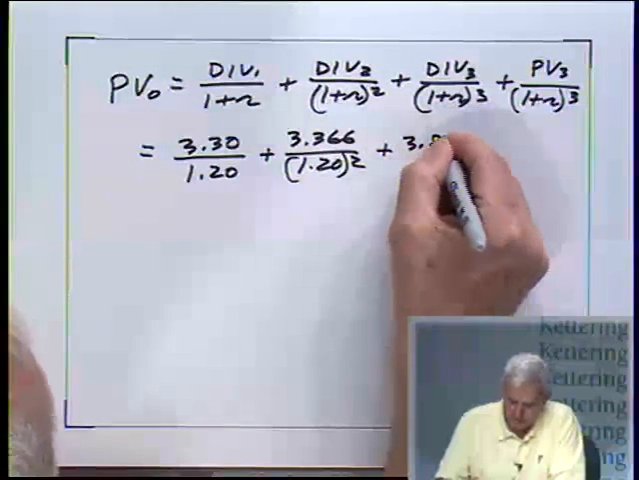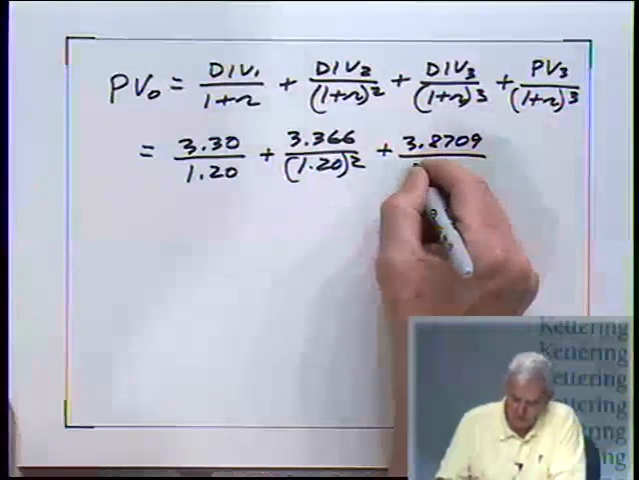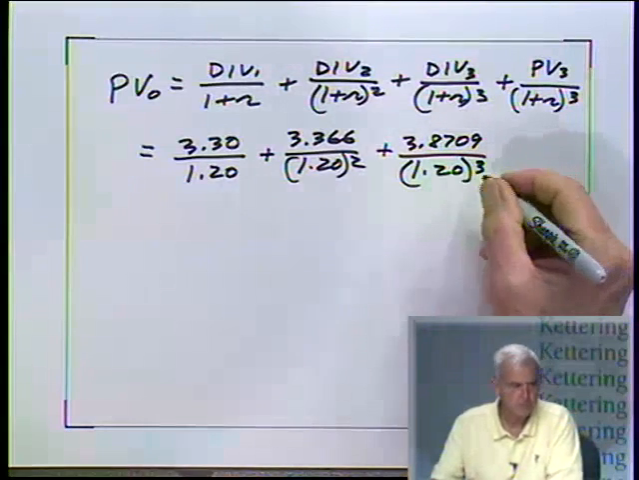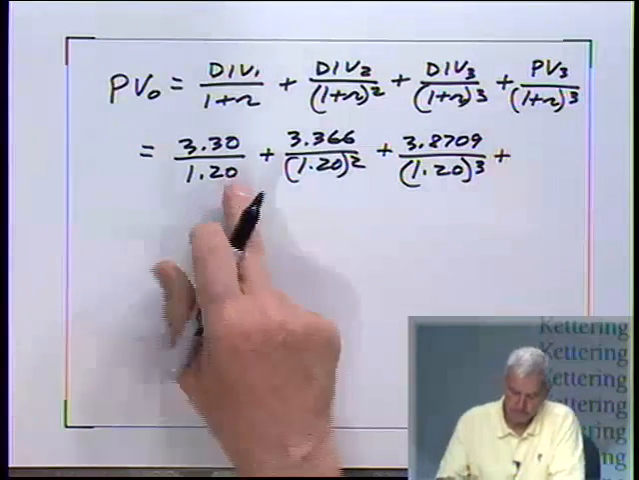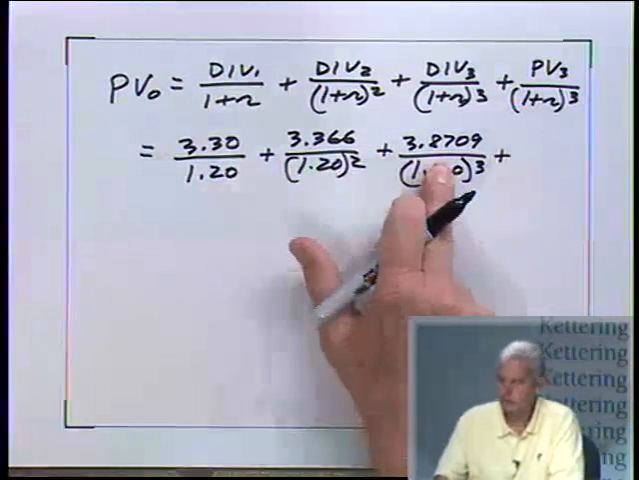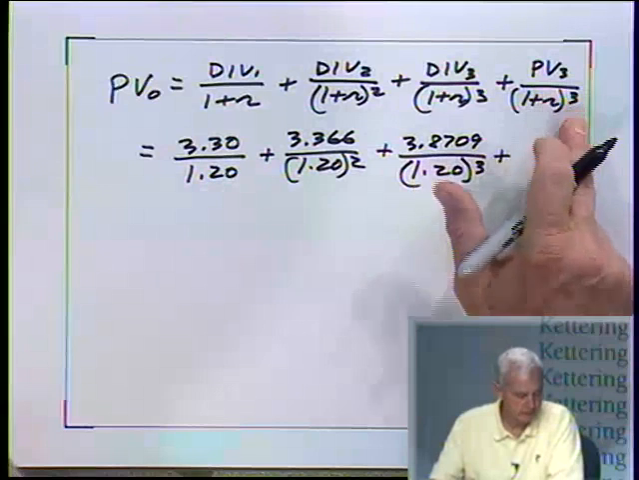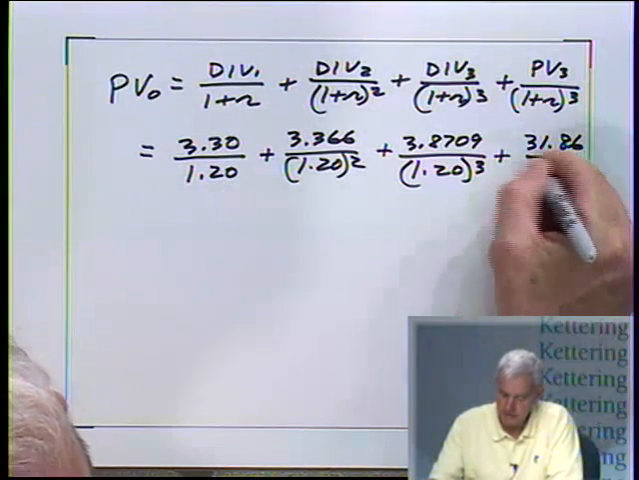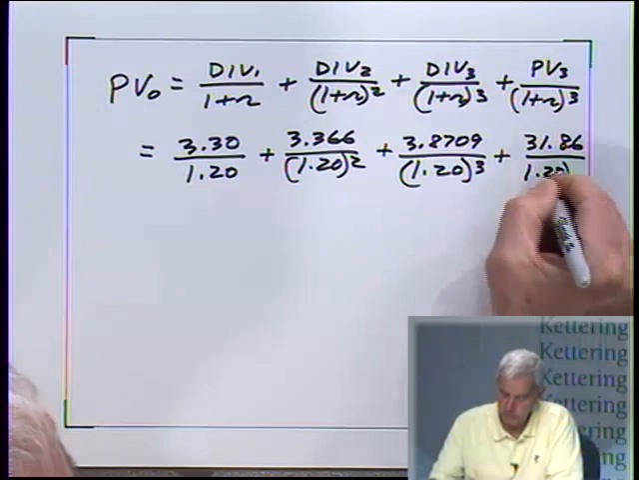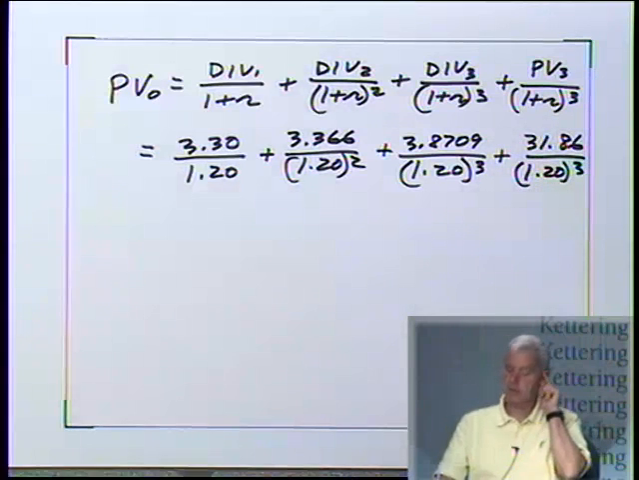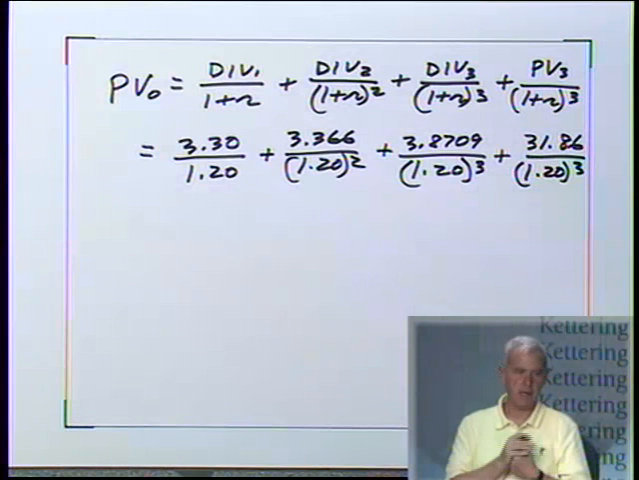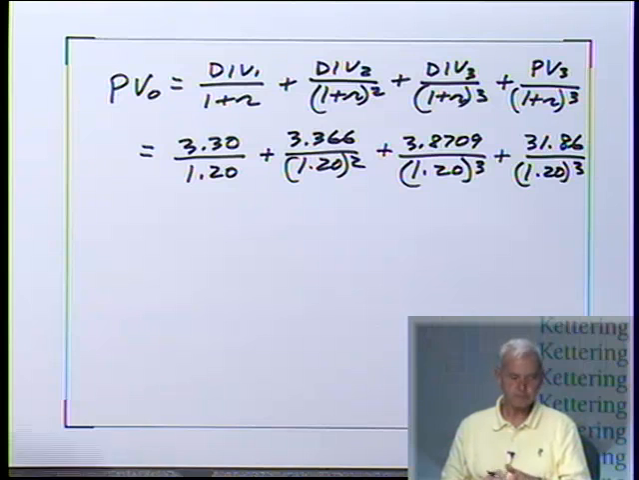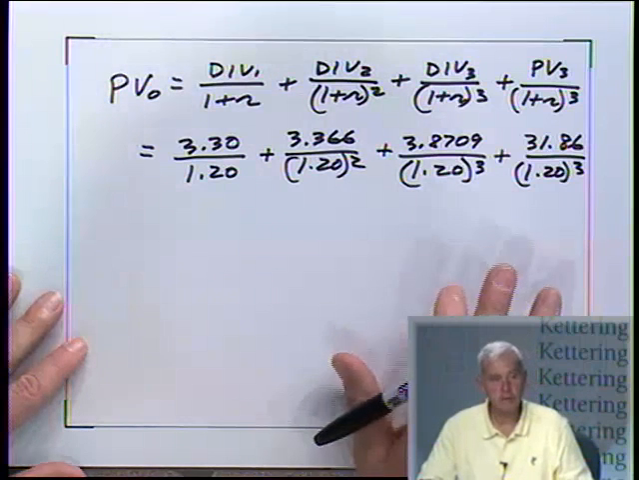Then it's 3.8709 over 1.20 cubed. That's Div 1, Div 2, Div 3, and then the price at time 3 was $31.86 over 1.20 cubed. You can do it that way, and I have no problem. Just, I think there's a better way of doing it. Let me do it in Excel.